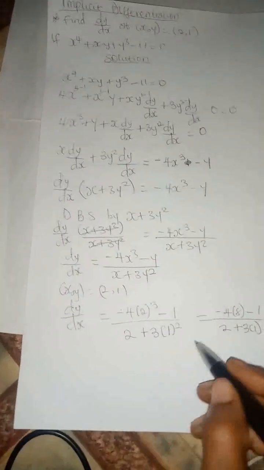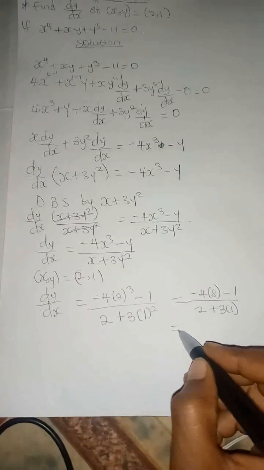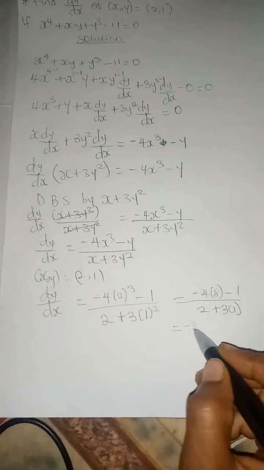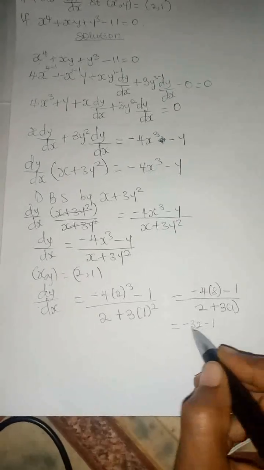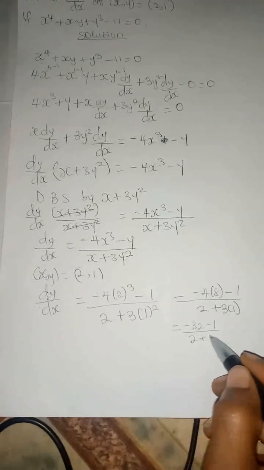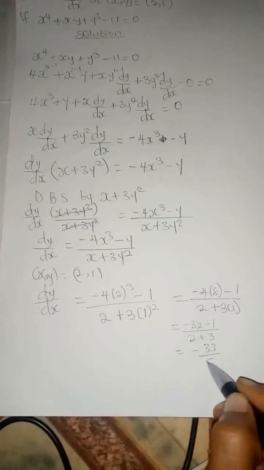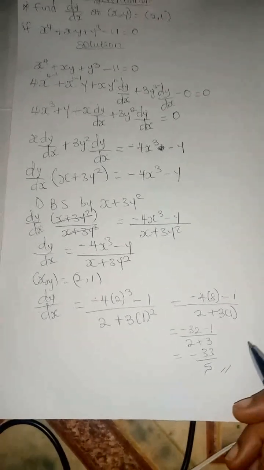So this will now give us minus 4 times 8 should give us minus 32 minus 1 all over 2 plus 3, which is now equal to minus 33 over 5. This becomes our answer.